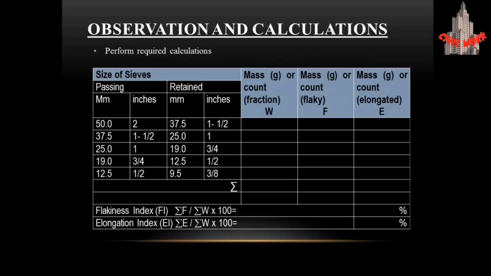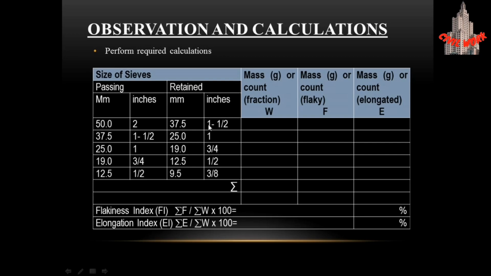Now we have the observations and calculations. Here is the passing and here is the retained. Here are the sizes of sieves. We have 50 mm sieve, which is 2 inches, 37.5 mm sieve, which is 1.5 inch, 25 equal to 1 inch, 19 is 3/4 inch and 12.5 millimeter. These sieves are collected and the sample is placed on them, and we collect the sample which is passing and which is retained.